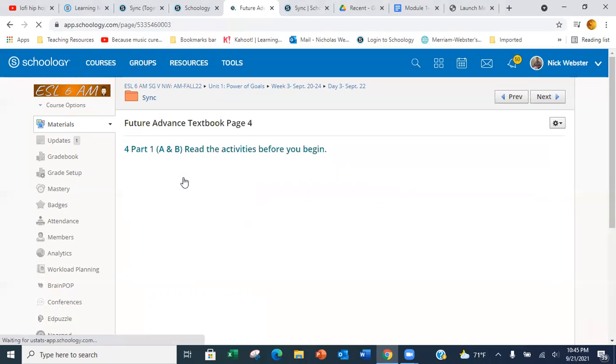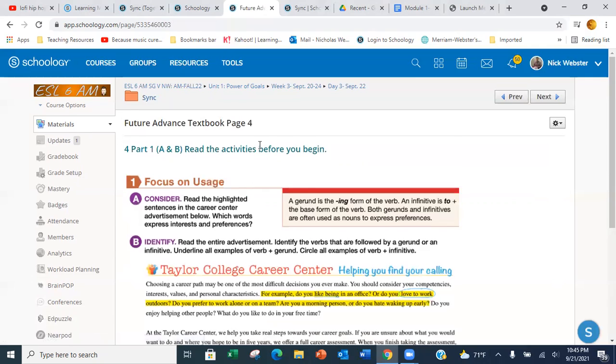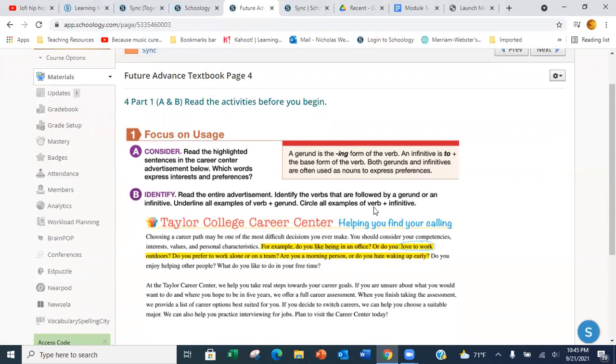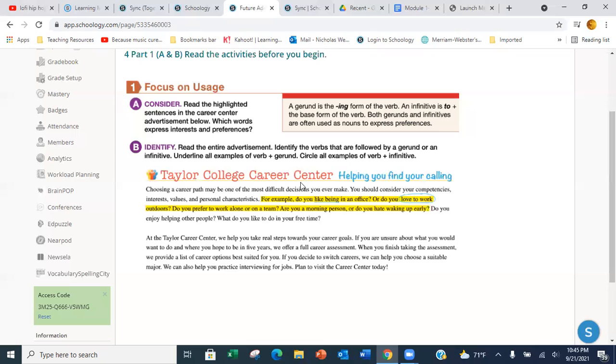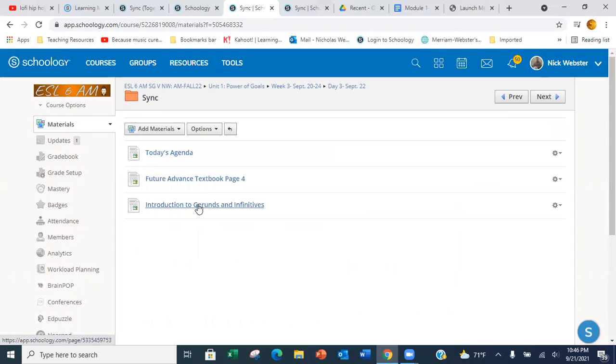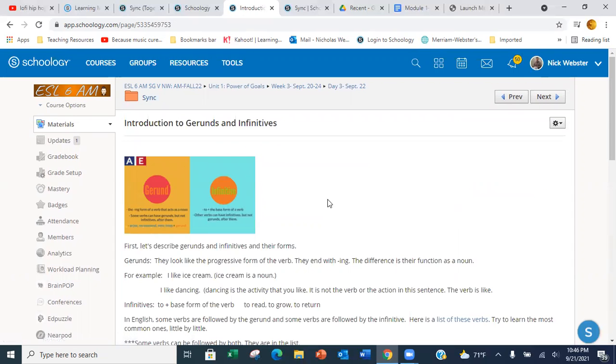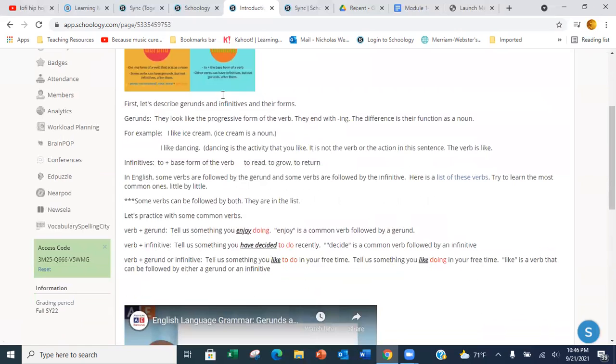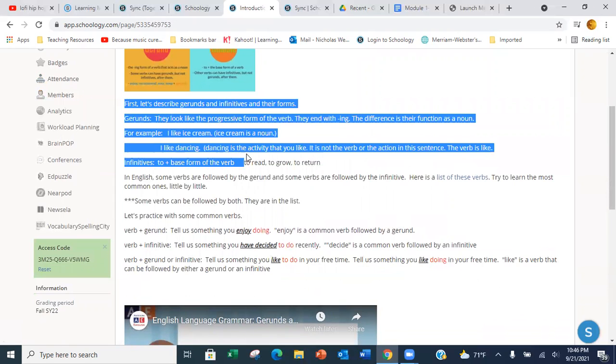Okay, so let's look at each of these activities. The first one will be in our Future textbook. We're going to do page 4, part 1, A and B. We're going to read this text and find the words that express interests and preferences. Then we will find verbs that are followed by a gerund or an infinitive and underline them. Then the next activity for the sync is the introduction to gerunds and infinitives. So this is information about gerunds and infinitives.